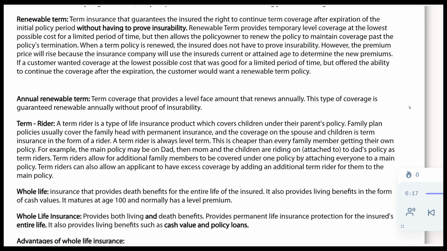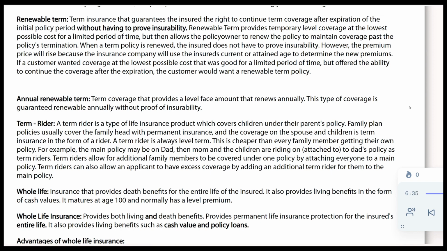For example, the main policy may be on dad, then mom and the children are riding on, attached to dad's policy as term riders. Term riders allow for additional family members to be covered under one policy by attaching everyone to a main policy. Term riders can also allow an applicant to have excess coverage by adding an additional term rider for them to the main policy.